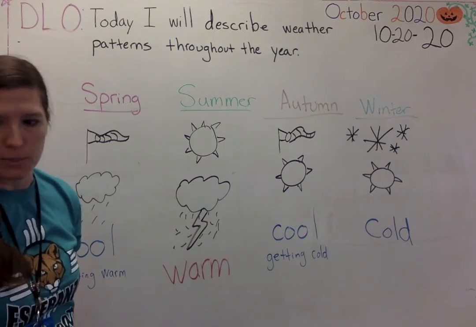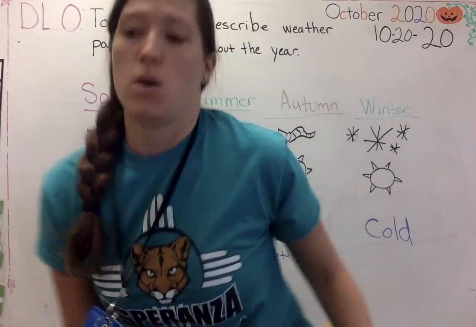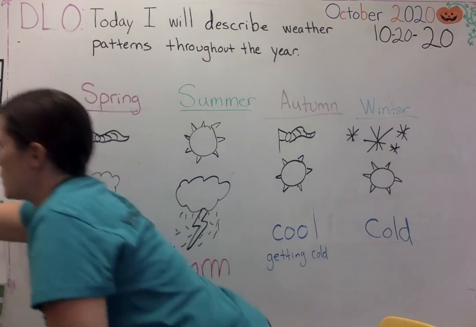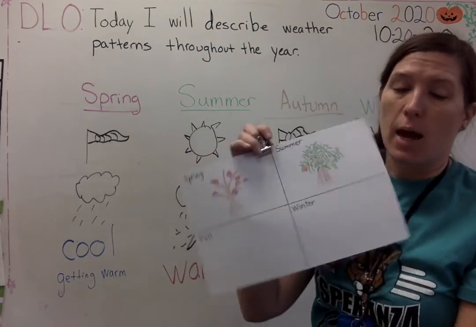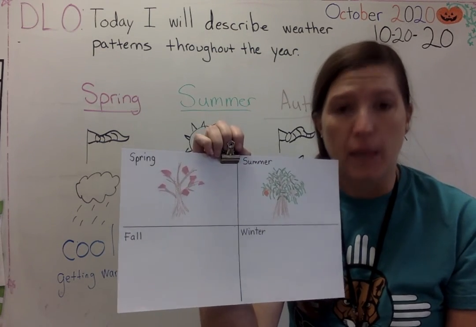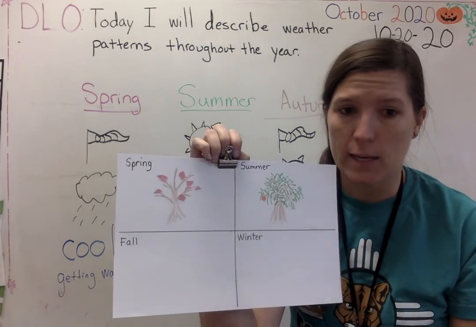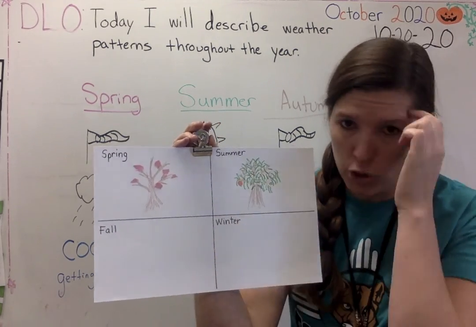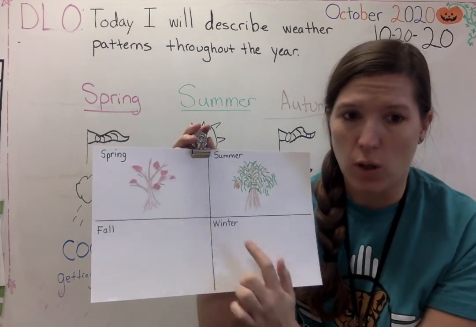Patterns repeat. So now, you're going to continue with your trees. Because a pattern also happens with plants and animals also, just like in the movie. So get out your spring, summer, fall, winter chart. And now we're going to do fall and winter today.